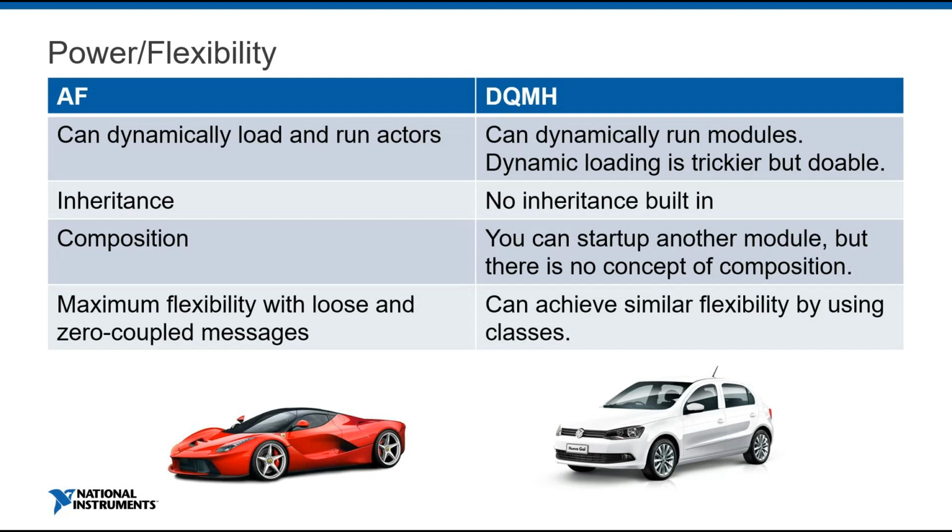So it's all possible. And then for the Actor Framework, right, when it comes to power and flexibility, they've got a bunch of different messaging paradigms, and you can do loose and zero coupled messages, which are really nice. The DQMH, in order to get that, you would almost have to have your API wrap the API in a class structure. And you could totally do that. So just depends on how you want to do it.